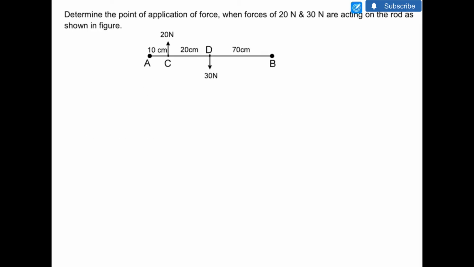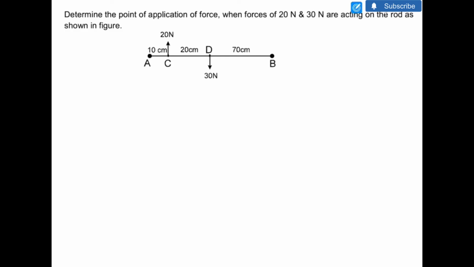Now let us take an example for your better understanding. This is a system in which there is a rod AB, and there are forces 20 Newton and 30 Newton acting at these points C and D. We have to find the point of application of force of this system. You should also notice that the point of application of force can lie inside as well as outside the system, in the same way that the center of mass can lie inside as well as outside the system.